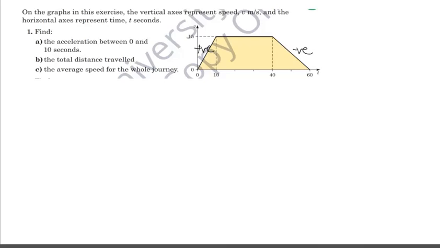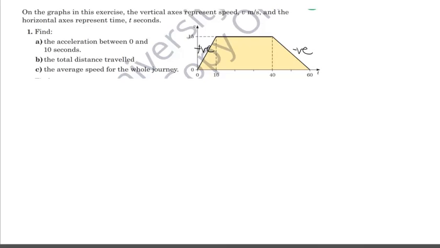To find the total distance traveled by an object using speed time graphs, all you have to do is find the total area under the graph. And then to find the acceleration, just find the gradient. So let's look at this example.